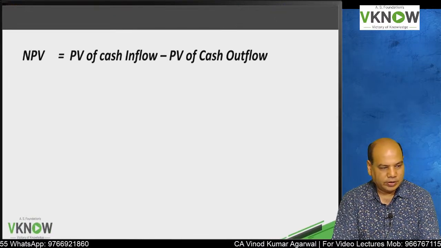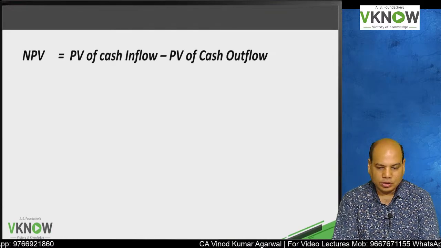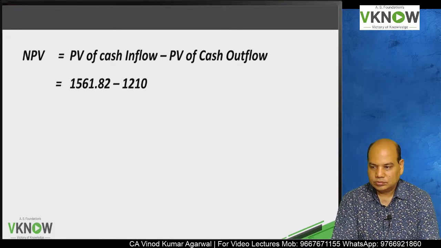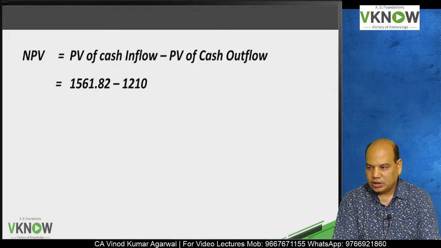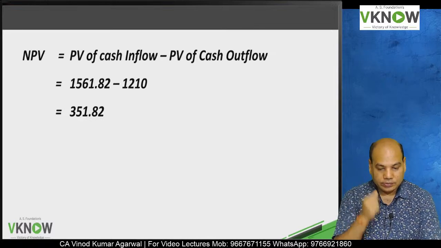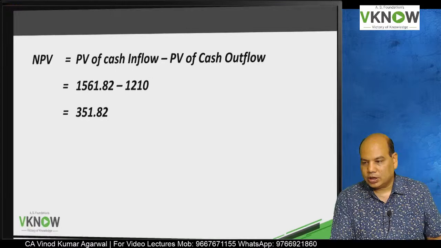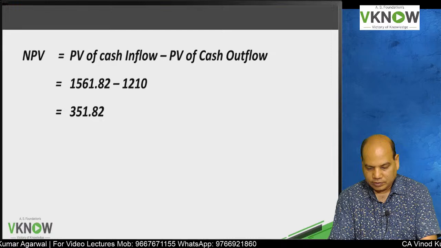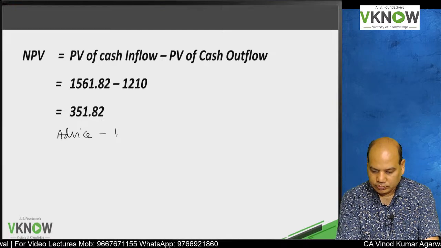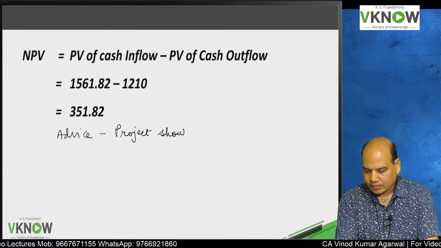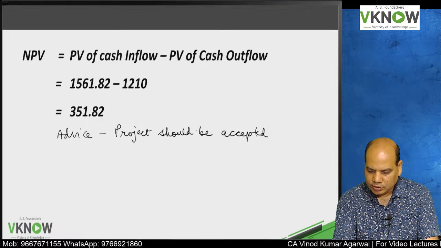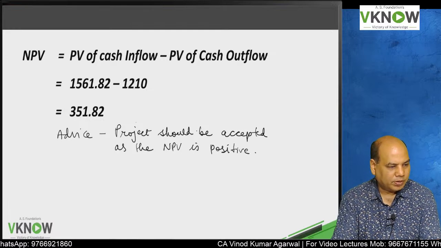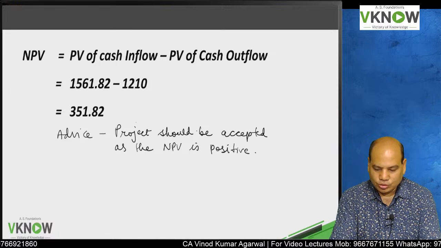Yes. Now write down below: NPV is equal to PV of cash inflow minus PV of cash outflow. PV of cash inflow is 1561.82, minus outflow 1210. The first answer is 351.82, which is your NPV. Write down the advice: the project should be accepted, as the NPV is positive.